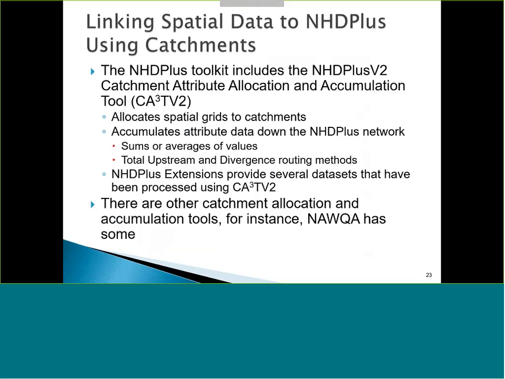Now, linking spatial data to NHD plus with catchments, you have stream flow, you have temperature, you have precipitation, you have land cover, you have all sorts of different spatial data. The catchment attribute allocation and accumulation tool, which is available as one of the tools on the NHD Plus website, will let you allocate your spatial grids to the catchments, and then it can accumulate that data as you go downstream. So, for instance, you can get your land cover breakouts, you can get mean annual temperature working downstream, et cetera.